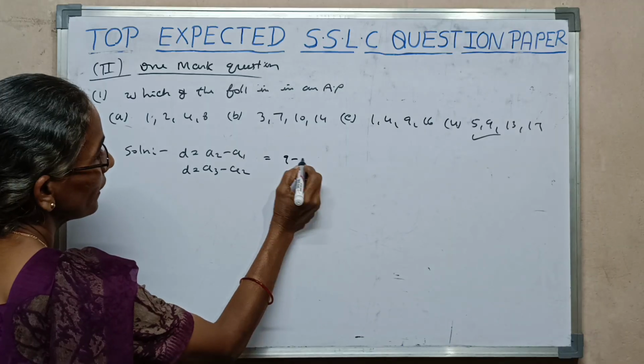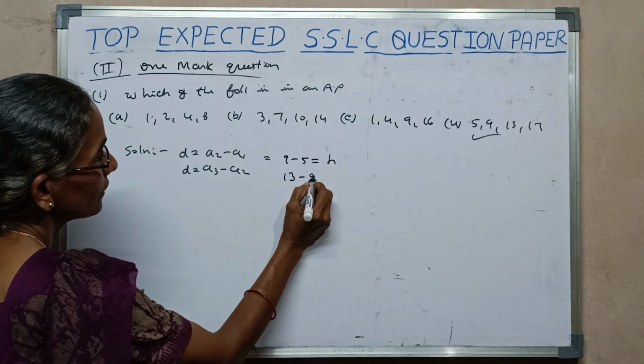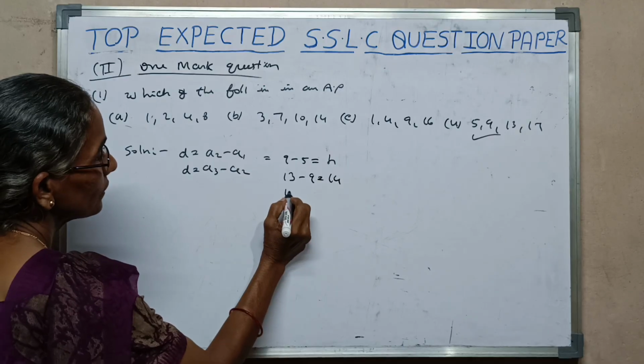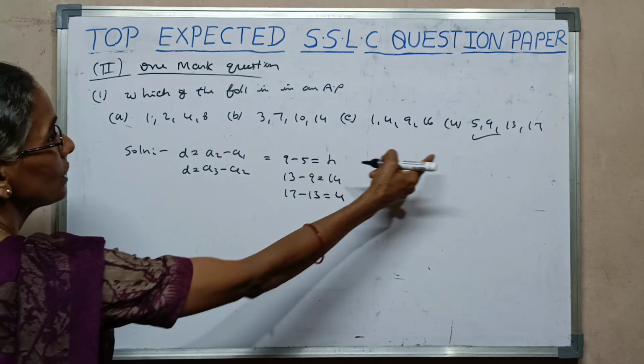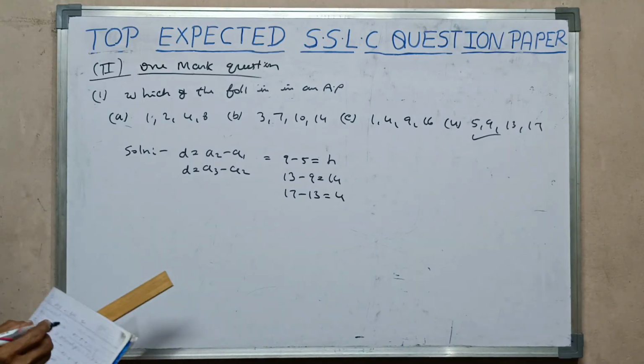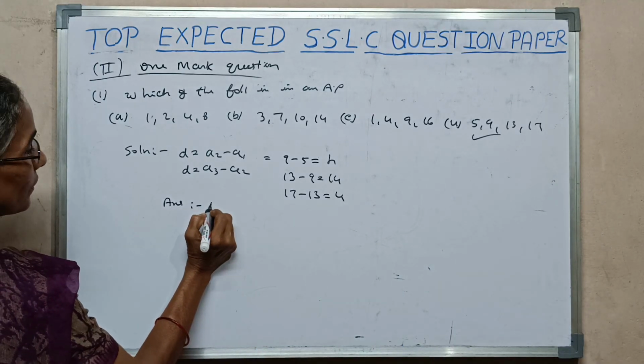That is, 9 minus 5 is 4, 13 minus 9 is 4, 17 minus 13 is 4. So the fourth answer is correct. Answer is 4.